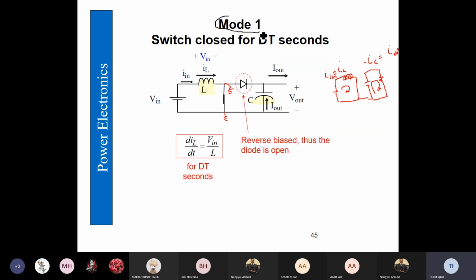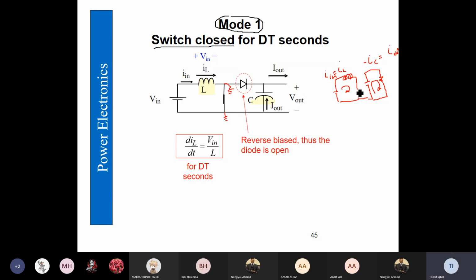The first step is mode 1, when we close the switch. Therefore, we have applied a duty cycle to the MOSFET, and now we are working in the on time duration. So now we have put the ground on the drain side of the MOSFET. Therefore, the inductor becomes grounded as long as the switch is closed, and the anode side of the diode is also grounded.